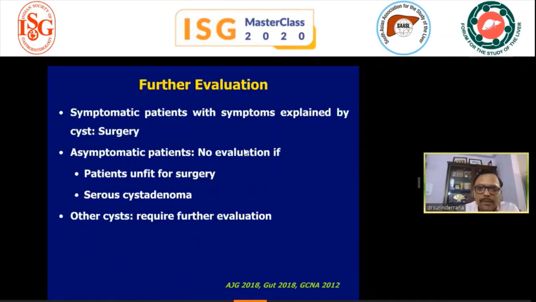So here the problem is you need to just pause and see whether you need to evaluate these patients further or not. If patients are symptomatic and the symptoms are explained by the cyst, that means you have pressure symptoms, then obviously you have to offer surgery to these patients. And if the patient is asymptomatic, there is no need for further evaluation. If MR clearly shows a morphology of serous cystadenoma, or if your patient is unfit for a resective surgery, there is no point evaluating further. But if these conditions are not met, then this will require further evaluation.